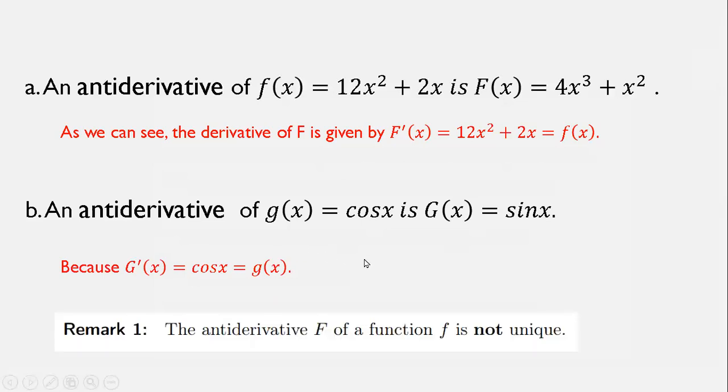Let's continue. For remark number one, I want you to take note that the antiderivative capital letter F of a function f is not unique. Why did I say it is not unique? For there are also other antiderivatives of a given function. Let's try to discover that in our next activity.